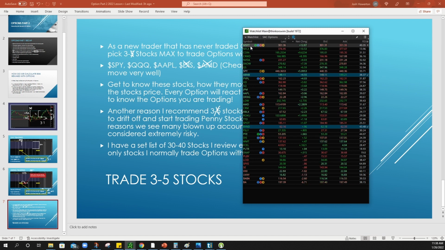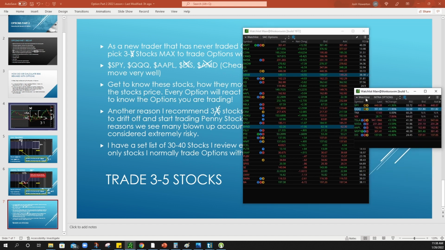And I'll see if there's anything that stands out. If Microsoft looks appealing, I'll put it on my intraday options watch list, right? Does Netflix look appealing? I'm not going to add it here. Does Coin look appealing? I'm not going to add it here. I go through all of these stocks every single day. I know these stocks. I know how they move, right? I know how the options move.